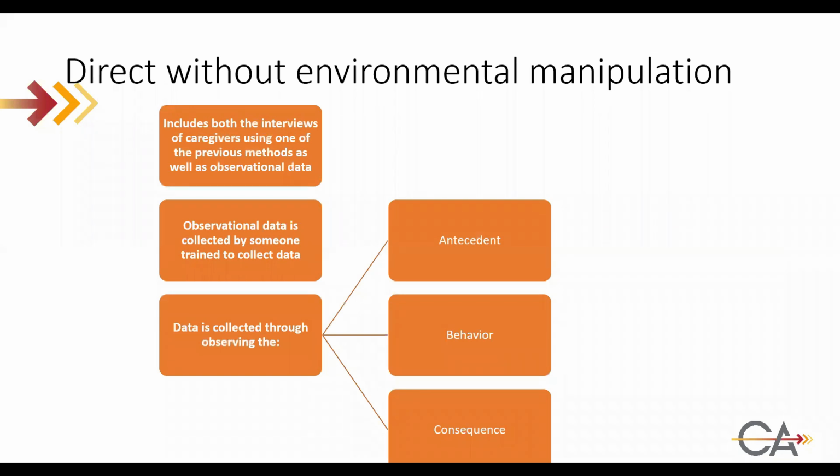And then the next one is direct without environmental manipulation. So you're not testing your hypothesis. You're using interviews from caregivers and other people, as well as observational data through that antecedent, behavior, and consequence data, to form a hypothesis. And then you build an intervention based off of that hypothesis. You don't test the hypothesis. We're just observing and interviewing. This one's commonly done in schools and places where you don't need as much information, or there's not as much need to test the hypothesis before you build an intervention. You can put an intervention in pretty quickly with these.